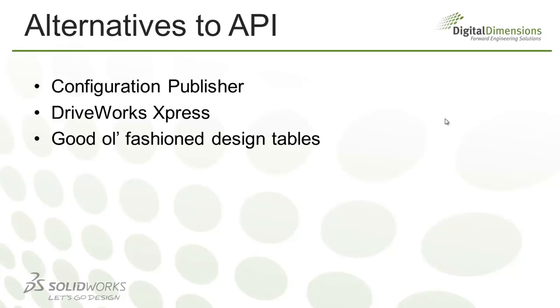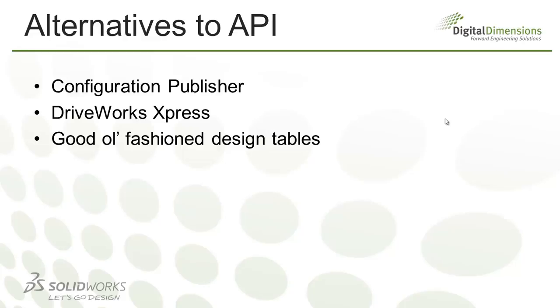Some alternatives to the API, well, we have the configuration publisher. And what I mean by alternatives is they're going to do similar things to what I'm going to show you today, but it's not completely everything that I'm going to show you today. You could probably get bits and pieces of from these different things, but there isn't one piece of software that'll do everything that we're going to do in terms of automation with the API.